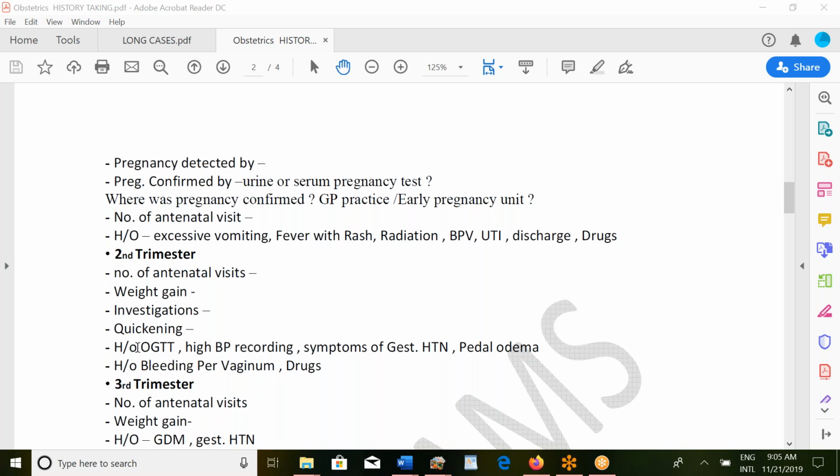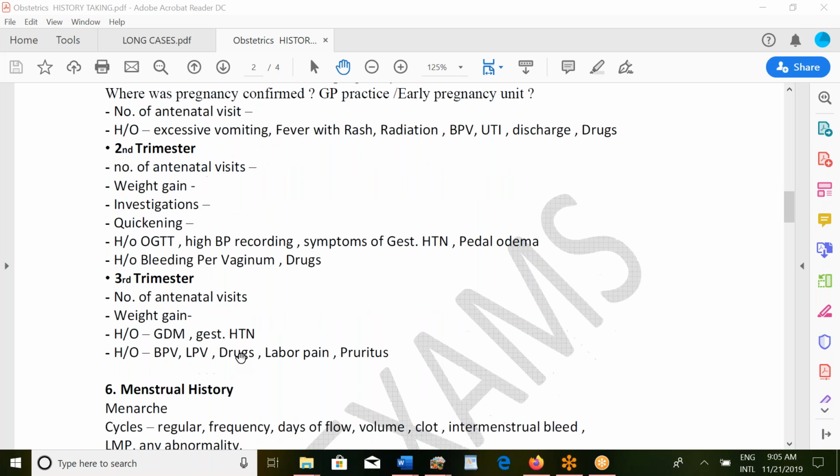Then if she has any risk factors, ask her about OGTT in the second trimester, because you can offer it from 24 to 28 weeks. Any abnormal recording of blood pressure, symptoms of gestational hypertension, edema, bleeding. If she's in the third trimester, ask whether she received regular care, was antenatal follow-up proper, any medical problems, how much weight she has gained, any history of bleeding, discharge, pain, any drugs, any labor pains, or any itching.